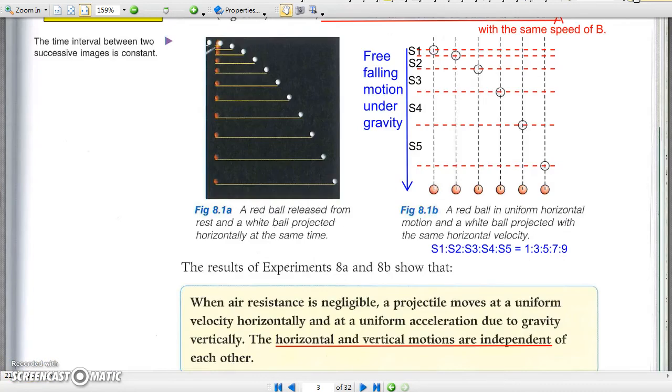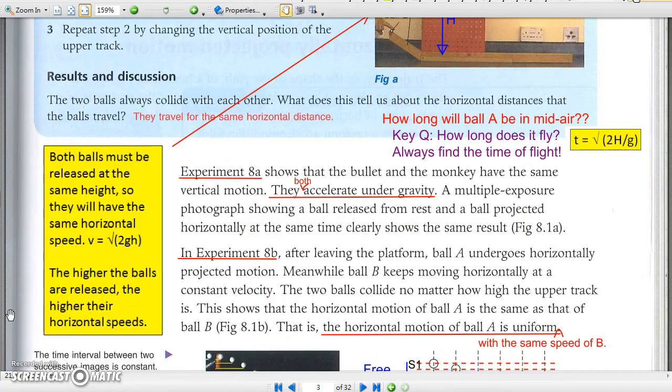And now you may see, for the horizontally projected motion, the vertical and horizontal motions are independent. The horizontal velocity is uniform. It is not affected by the vertical accelerated motion. On the other hand, the vertical accelerated motion is also not affected by the horizontal uniform motion. Before we move on, let me remind you that the two metal balls should be released at the same height each, so that they have the same horizontal initial speed.